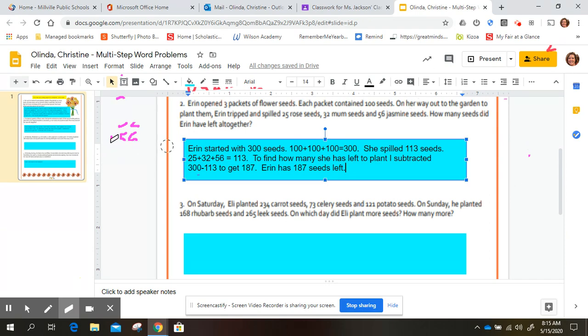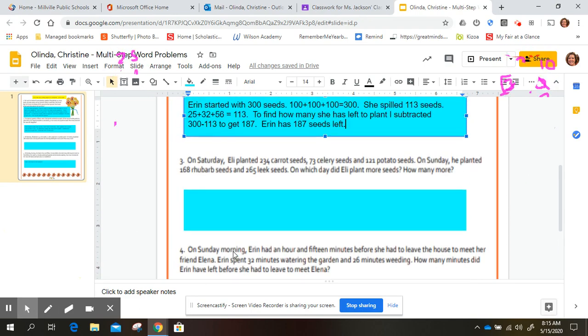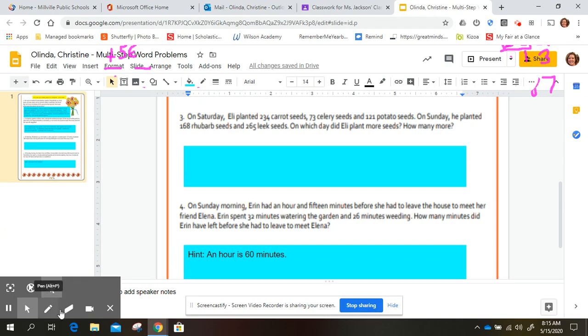Number 3 says, on Saturday, Eli planted 234 carrot seeds, 73 celery seeds, and 121 potato seeds. On Sunday, he planted 168 rhubarb seeds and 265 leek seeds. On which day did Eli plant more seeds? So again, this is a comparison. So we're going to think on Saturday.